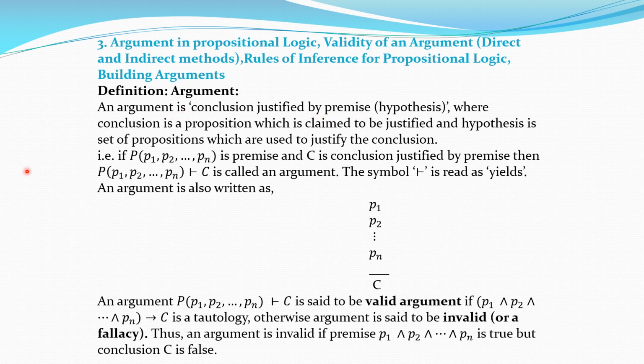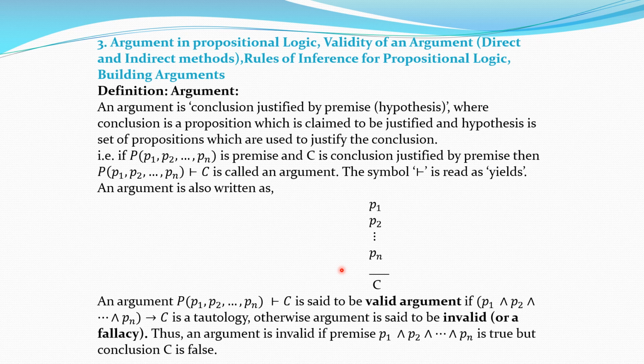Now, if P1, P2, Pn are premises, meaning these are given things, hypothesis, and C is the conclusion justified by the premise, then how to write the argument: P1, P2, Pn yields C is called an argument. Now this symbol is read as yields. An argument is also written as, first we write P1, P2, Pn, all the premises or hypotheses, and then below them, C as the conclusion.